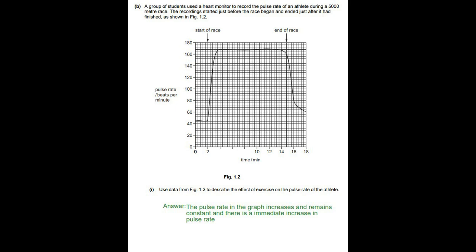A group of students used a heart monitor to record the pulse rate of an athlete during a 5,000 meter race. The recording started just before the race began and ended just after it had finished, as shown in figure 1.2. So figure 1.2 is a graph, and the question is, use data from figure 1.2 to describe the effect of exercise on the pulse rate of the athlete. So the answer I wrote is the pulse rate in the graph increases and remains constant. So at the start of the race, the graph suddenly increases the heartbeat and it remains constant.